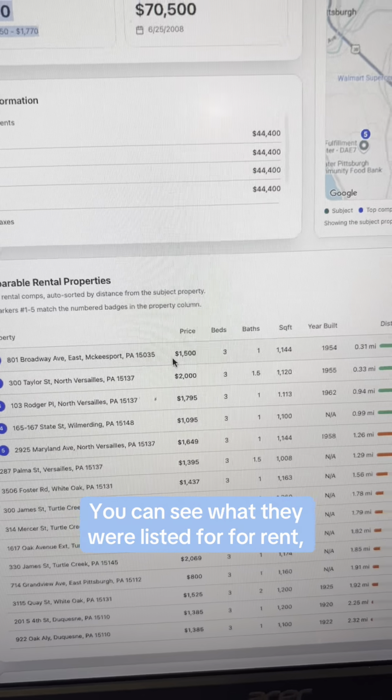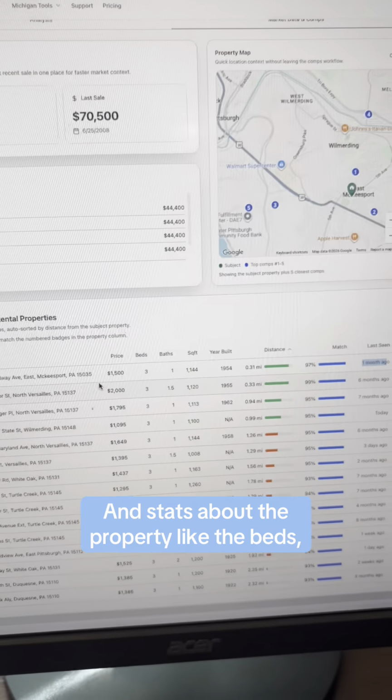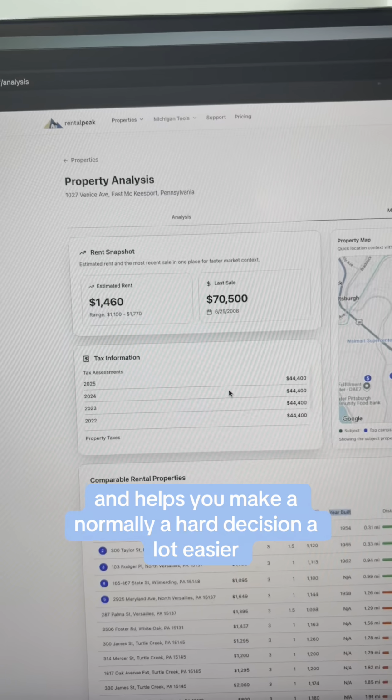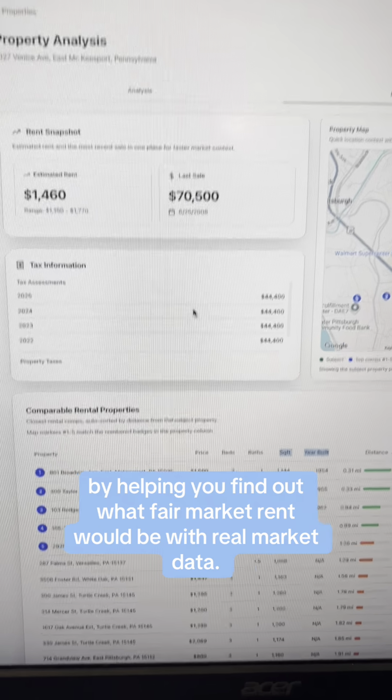You can see what they were listed for rent, when they were last seen on the market and likely rented, and stats about the property like the beds, bath, square footage, and year built. So this gives you real data and helps you make a normally hard decision a lot easier by helping you find out what fair market rent would be with real market data.